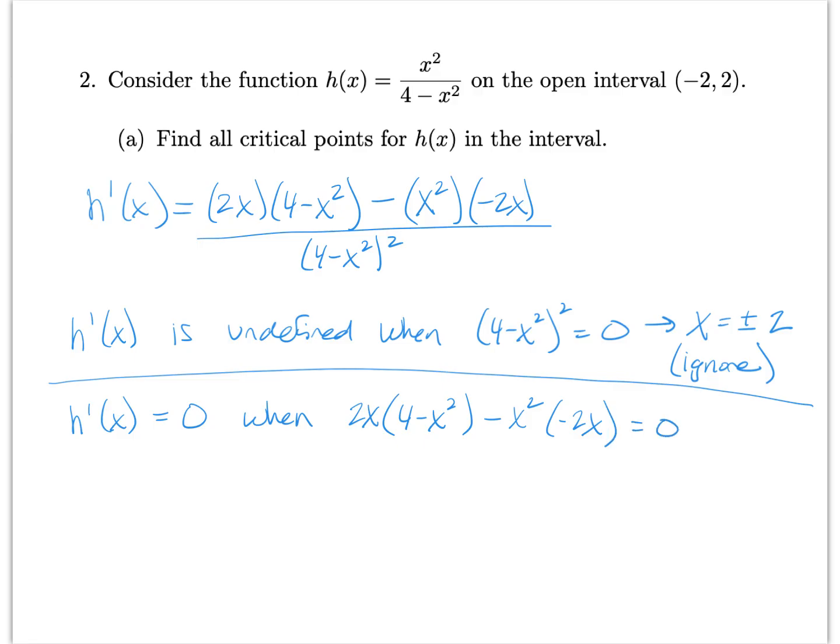Okay, so I get 8x minus 2x cubed plus 2x cubed equals 0. My 2x cubes cancel. Oops, that one was supposed to be plus. 8x equals 0, that happens when x equals 0. So I have one critical point at x equals 0.